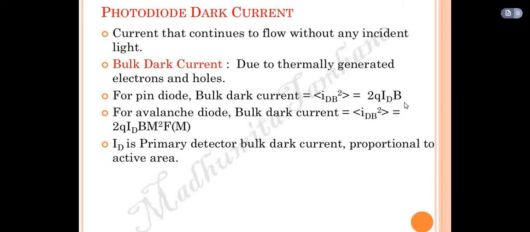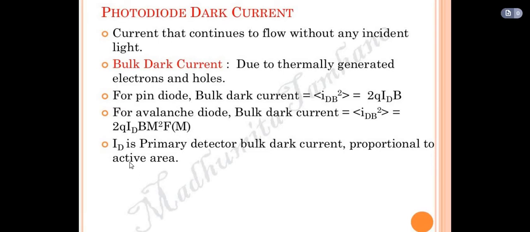B is the bandwidth we are going to consider, and q is the charge of the current which we are passing with the help of the photodiode. Clear? Next, for the avalanche diodes we are considering, the dark current i dB square equals 2q ID B M square FM. What is FM all about? It's a figure of merit.